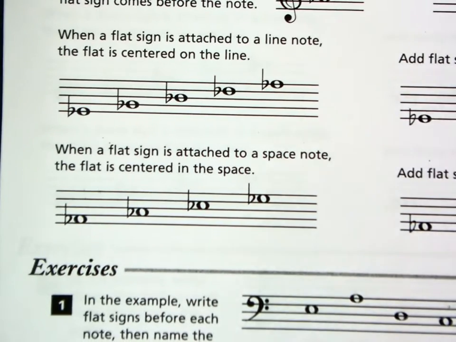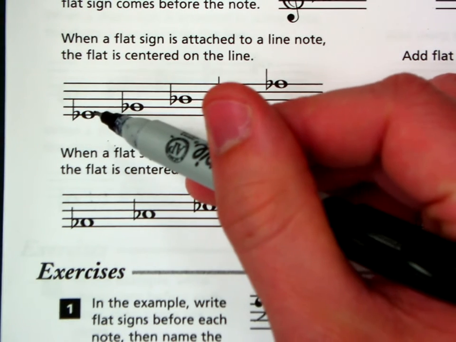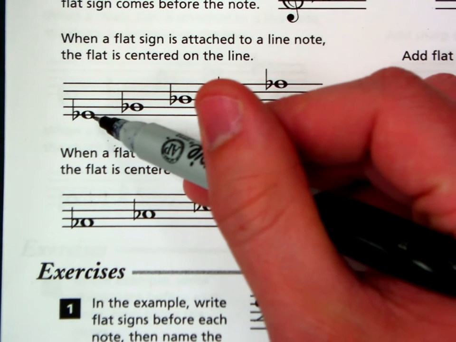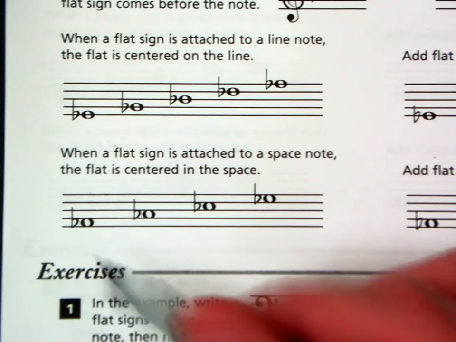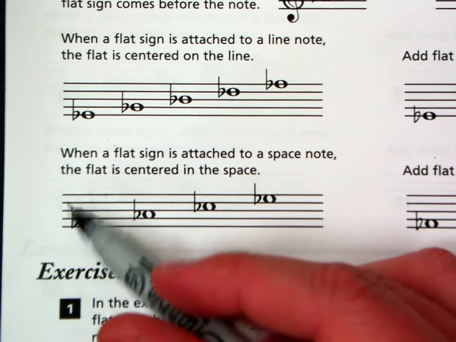Right? Now this next part just shows you where the flat sign should occur if you're writing in the space or if you're writing on the line. So if you're writing on the line, the flat sign gets divided evenly like the note would. Right? You can see it here. If you're writing in the space, the flat sign also fits inside the space, right? The stem would go up for that.